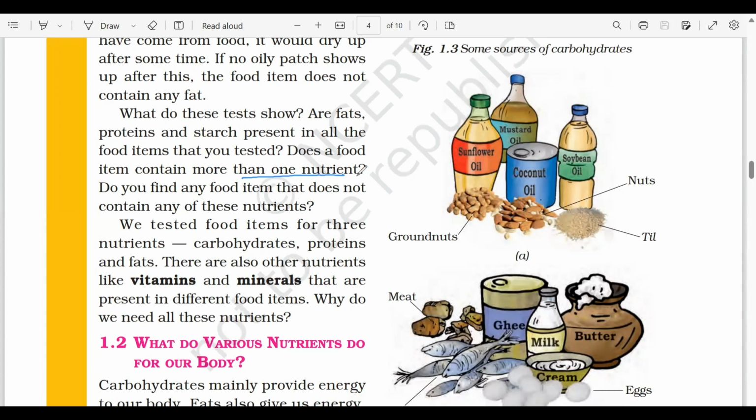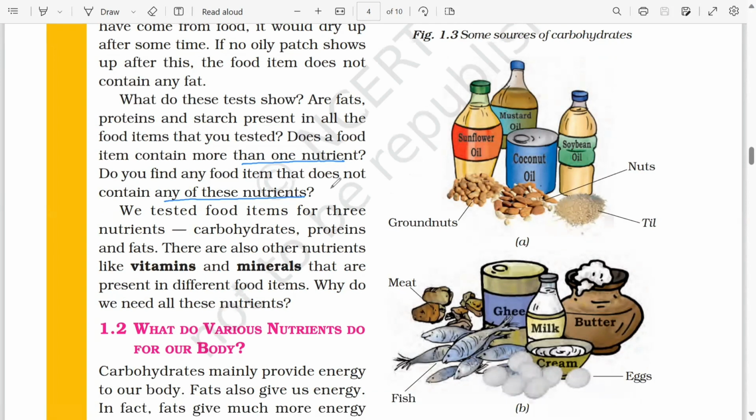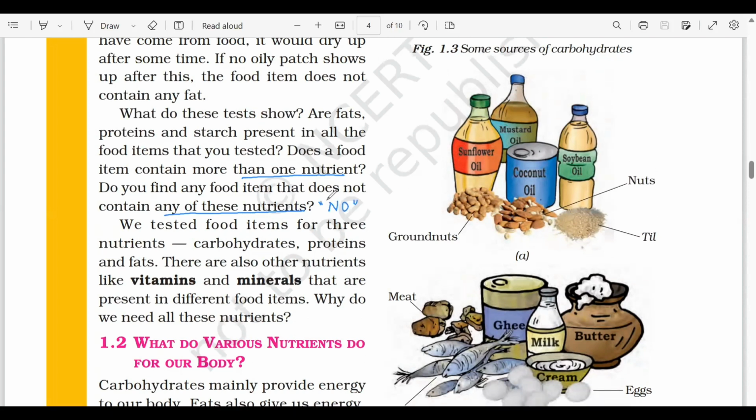Okay, so ideally, food usually has one main type of nutrient. But if we look at the other ingredients as well, then a little of other nutrients is also present in it. The concentration, amount, quantity is less. Do you find any food item that does not contain any of these nutrients? So the answer would be no. There is no food item in which no nutrients are present; some nutrient is always present.